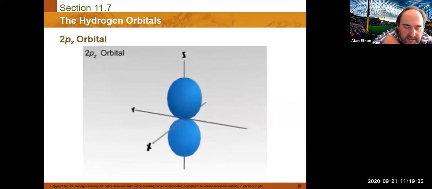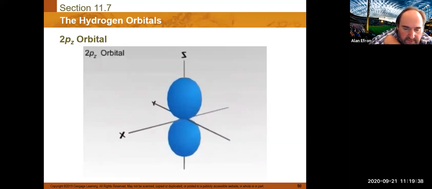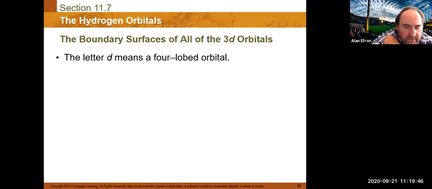And again, each of these technically could hold 2 electrons. So 2 electrons on this one, 2 electrons on the last one, and the 3rd one. And again, that's our 6 electrons that they could hold in there.